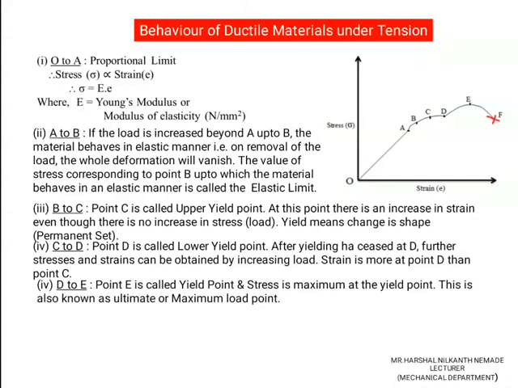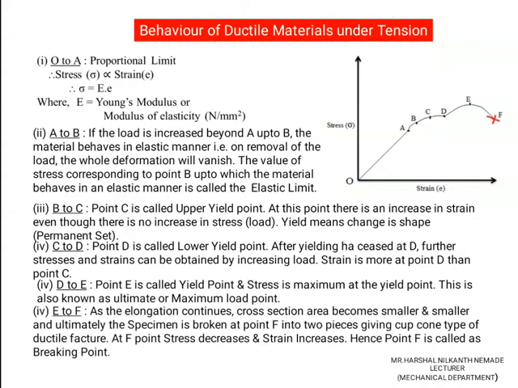D to E. Point E is called the ultimate point, and stress is maximum at this point. This is also known as the ultimate or maximum load point. Last, E to F. As the elongation continues, cross-section area becomes smaller and smaller, and ultimately the specimen is broken at the point F into two pieces, giving cup and cone type of ductile failure. At F point stress decreases and strain increases, hence the point F is called the breaking point. So this is the behavior of ductile material under tension.